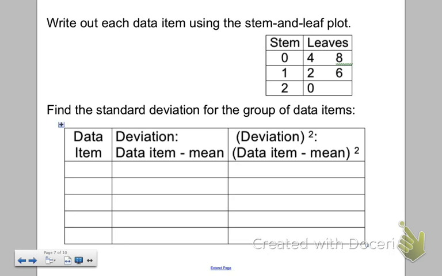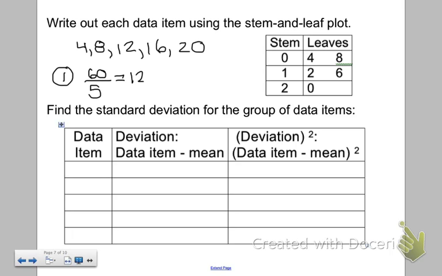So that essentially means that we have the data items 4, 8, 12, 16, and 20. Okay? When you have a stem like that that's a 0, you're not going to write 0, 4. That's really just 4. You're not going to write 0, 8. That's really just 8. Okay? So remember, our very first step is to find our mean. So we're going to add those 5 numbers up and divide by 5. So 4 plus 8 plus 12 plus 16 plus 20 is going to give me 60. I'm going to divide that by 5 because I have 5 data items, and that equals 12.